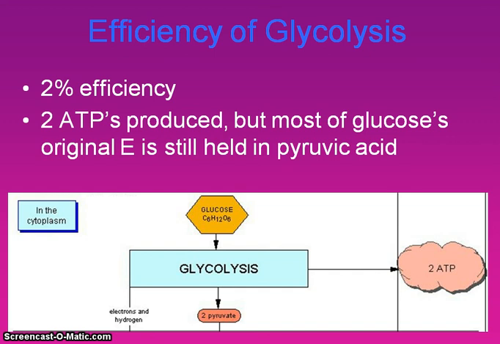Now, glycolysis is not a very efficient process. It doesn't produce much ATP. It's just a couple ATPs, and most of the glucose's original energy is still held in that pyruvic acid form. So we haven't utilized all we possibly could.